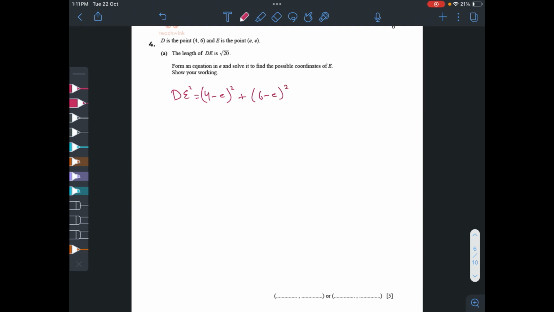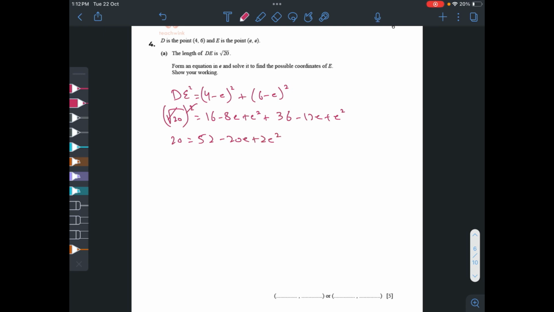So DE is under root 20, so you square this. This is equal to 16 minus 8e plus e square. And this is going to be equal to 36 minus 12e plus e square. Now you condense all the values. The square of the square root of 20 leaves me with the 20 over here. This is going to give me 16 plus 36. 16 plus 36 is going to be equal to, no, 52. 16 plus 36 is 52. So you write 52. And negative 8e minus 12e gives me negative 20e, and this gives me 2e square.